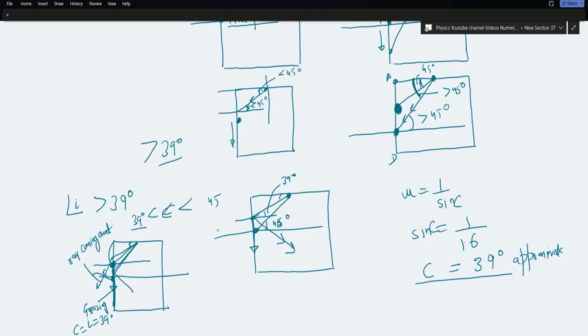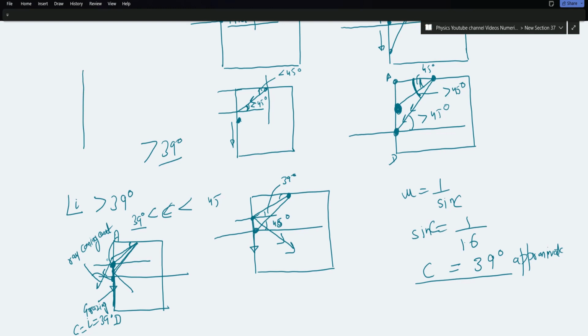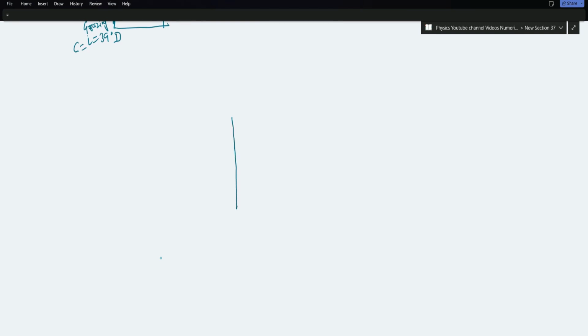Now let's get back to the question. The question is, what is the probability of you being able to see the image at A or D, right? If you have understood what I've explained so far, let me just create more space and make it clearer. I've explained a point which is 39 degrees. I've explained a point which is 45 degrees. And then of course, any point greater than 45 degrees will mean total internal reflection.